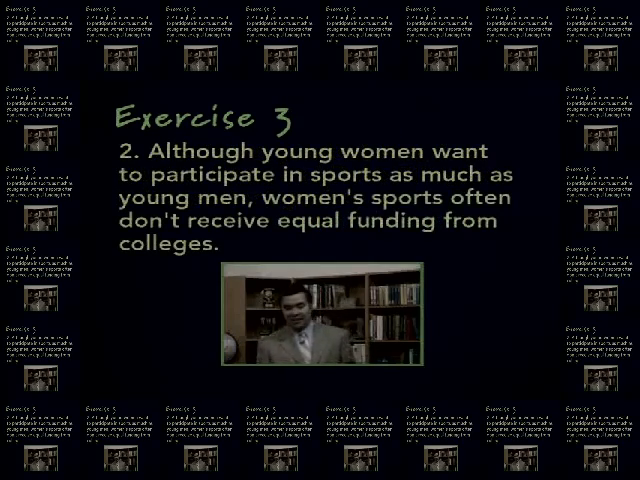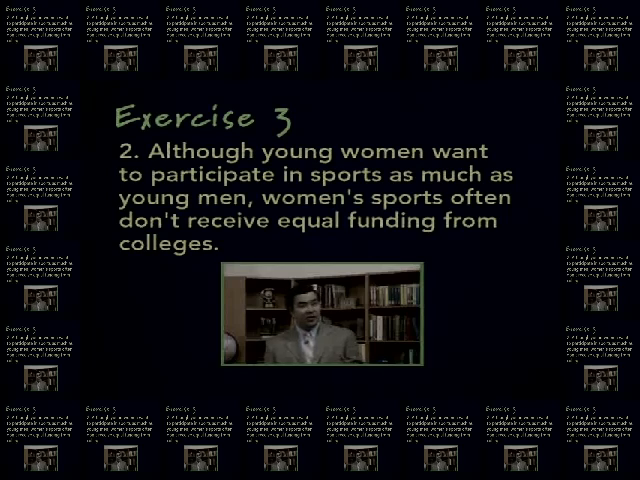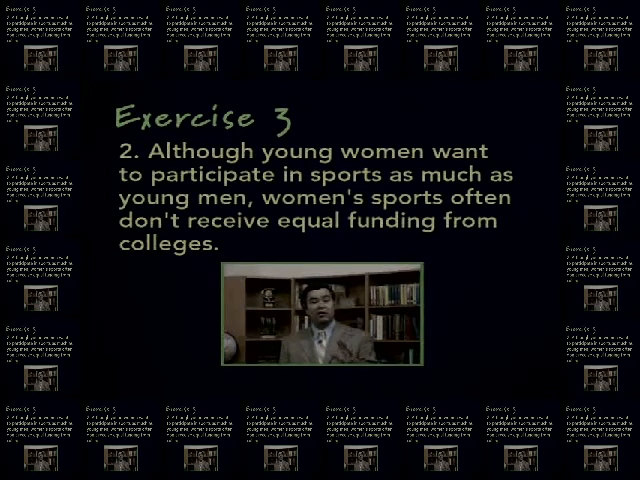Let's look at our second example. "Although young women want to participate in sports as much as young men, women's sports often don't receive equal funding from colleges." Here we have a slightly longer sentence, but it's still fundamentally not too complicated. It really consists of just two clauses. Let's break it down into parts and analyze each one.